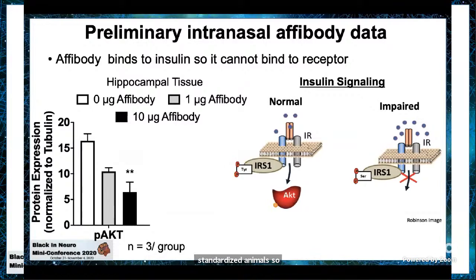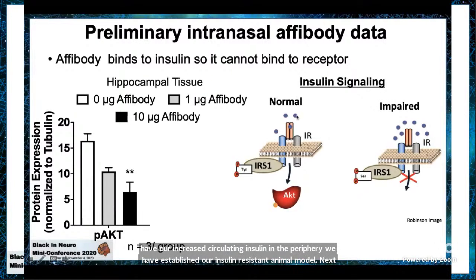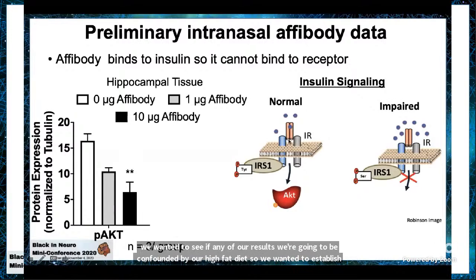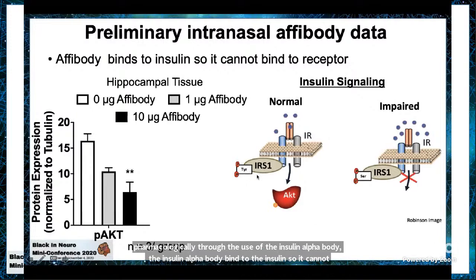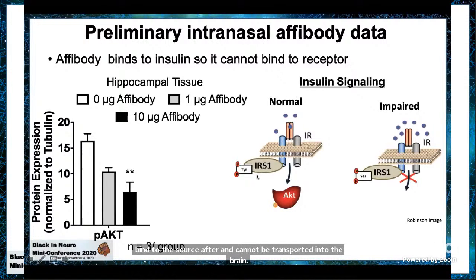The insulin affibody binds to the insulin, so it cannot bind to the insulin receptor and cannot be transported into the brain. During normal insulin signaling, the insulin binds to the insulin receptor at the plasma membrane, which then initiates autophosphorylation of the insulin receptor. Once the receptor has been phosphorylated, the tyrosine residue is phosphorylated on the insulin receptor docking protein, or IRS1. That phosphorylation leads to activation of AKT, which results in normal functional insulin signaling.